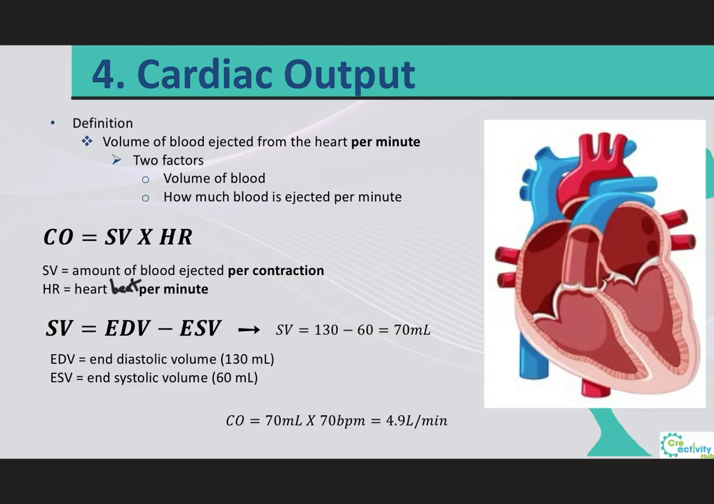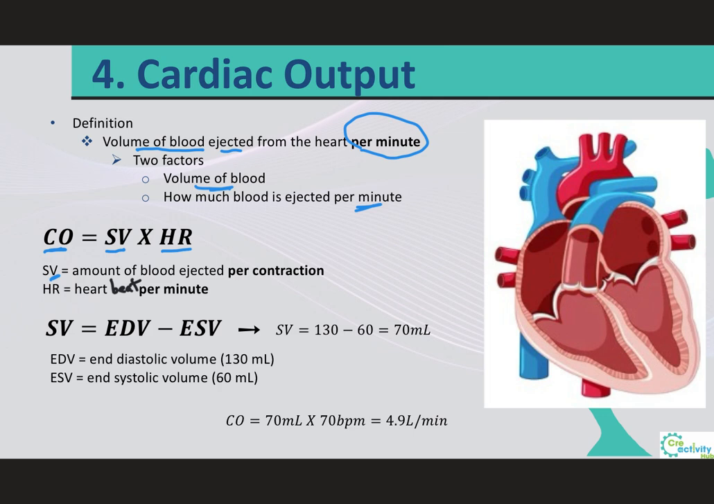First, I think it's important for us to define what is cardiac output. Cardiac output is going to be the volume of blood that's going to be ejected from the heart per minute. So there are two factors, volume and time. So the volume of blood, and then how long does it take to eject this amount of blood per minute. There is a very simple formula that we can use to calculate the cardiac output, which basically is the stroke volume, represented here by SV, multiplied by the heart rate, represented here by HR.